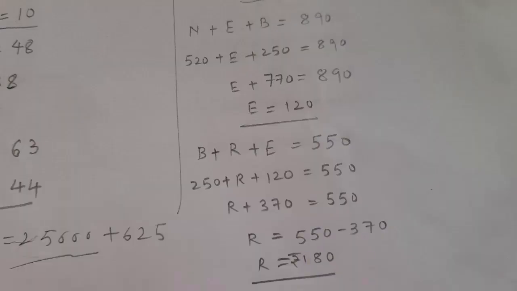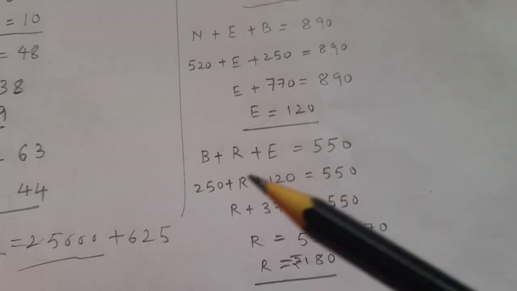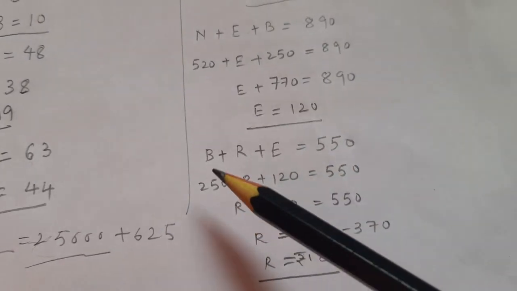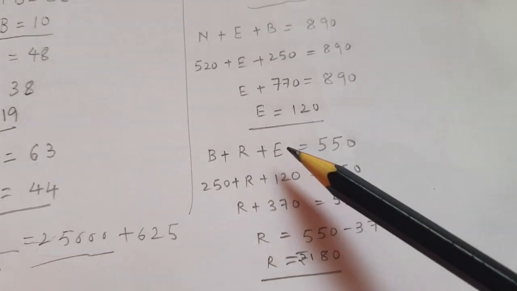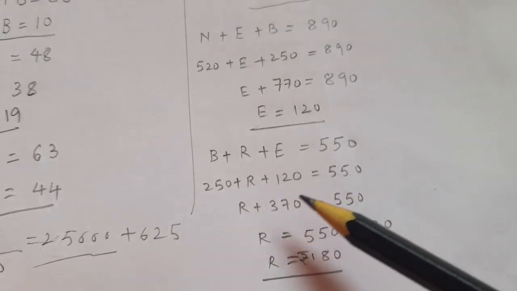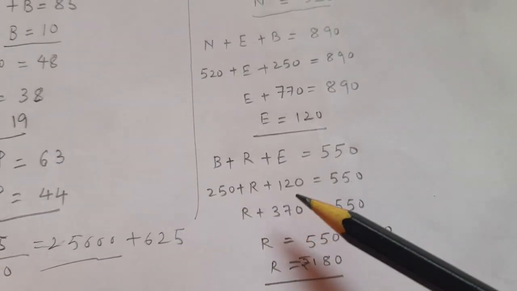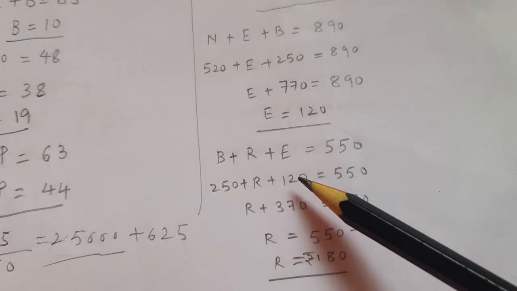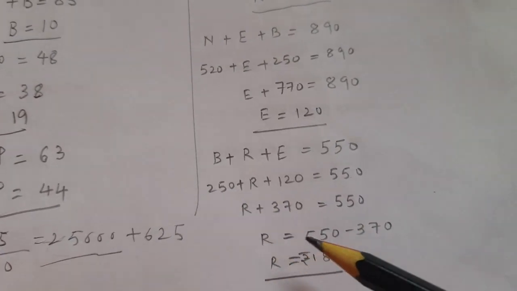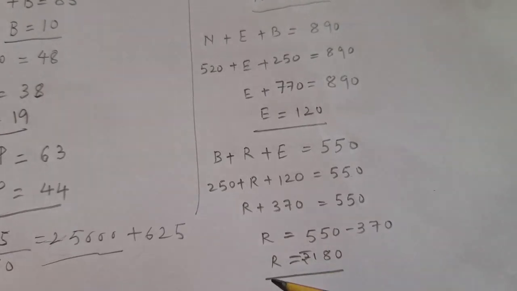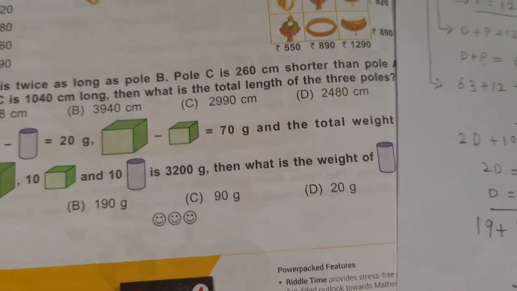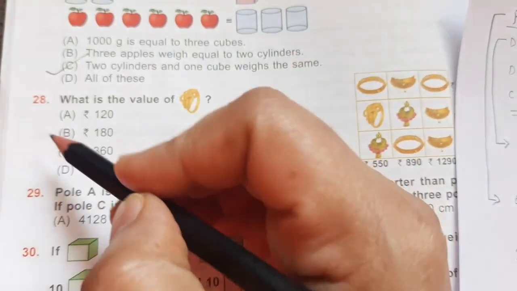So let me write it. Writing the equation: bangle plus ring plus earring equal to 550. 250 is bangle, ring we don't know because that's what we need to find out, earring is 120, and 550. Ring plus 370. What I did is I just added 250 plus 120. So ring will be 550 minus 370, and ring cost is 180. So 180 is option B.